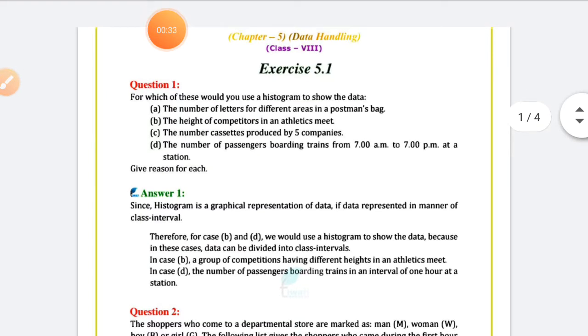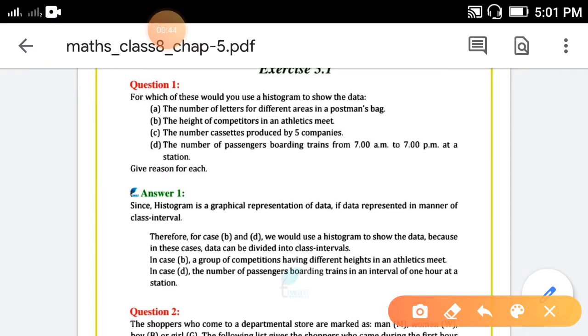Question number 1. Here in the first question you have to say in which of the following data would you use a histogram. So you have to see whether the data is divisible into class intervals or not. If it can be divided, then you can use a histogram, because in the histogram we have to use intervals of the data.